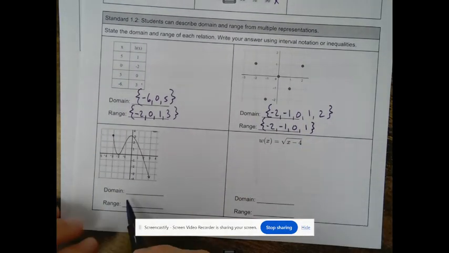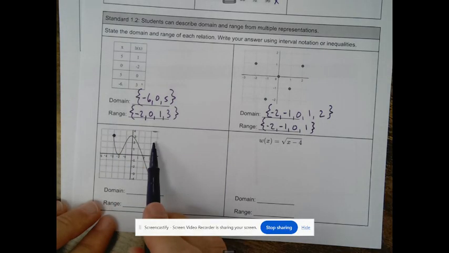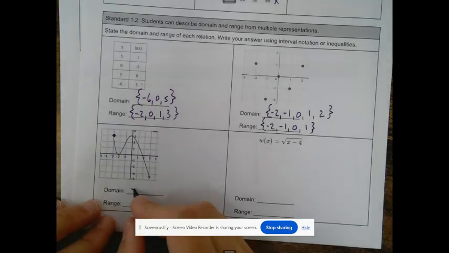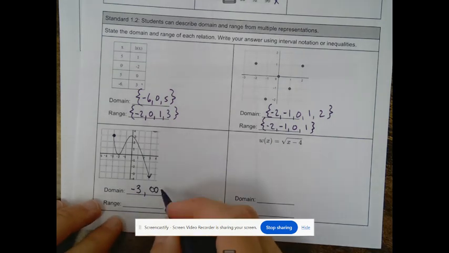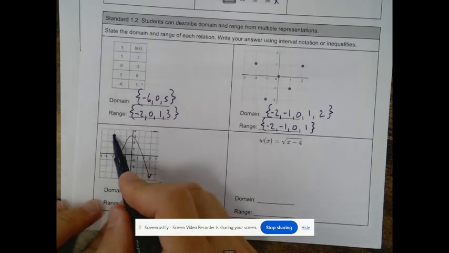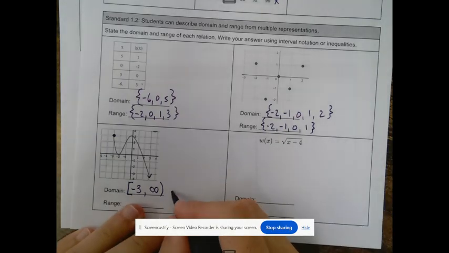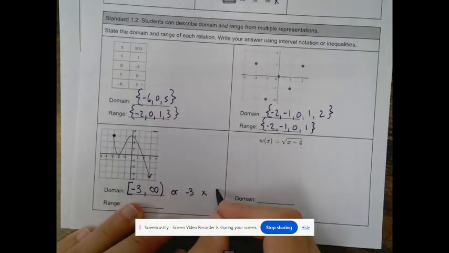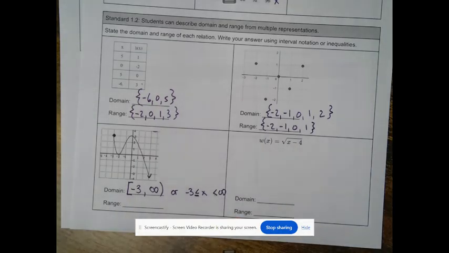Our domain and range. We read domain left to right. Our furthest left value, our most negative, is -3. Going to the right, I see an arrow, which means it goes to infinity. Now it's totally fine if you want to write this: infinity is not included. Because this is a filled-in dot, we are inclusive of -3. Now you can write it in interval notation, or you could write it in inequality notation. Just remember, parentheses, x is less than infinity, bracket, x is greater than or equal to -3.